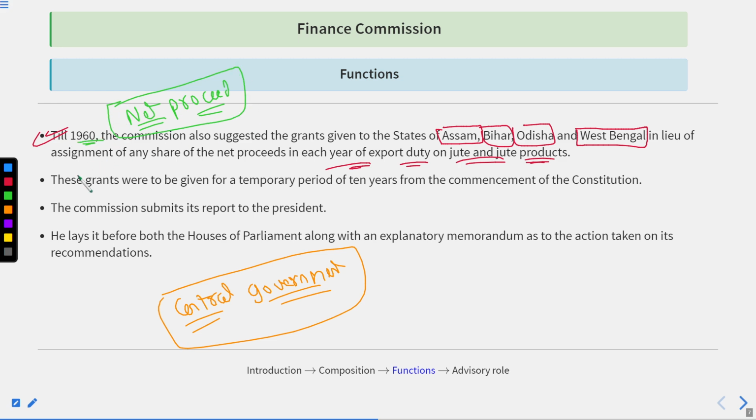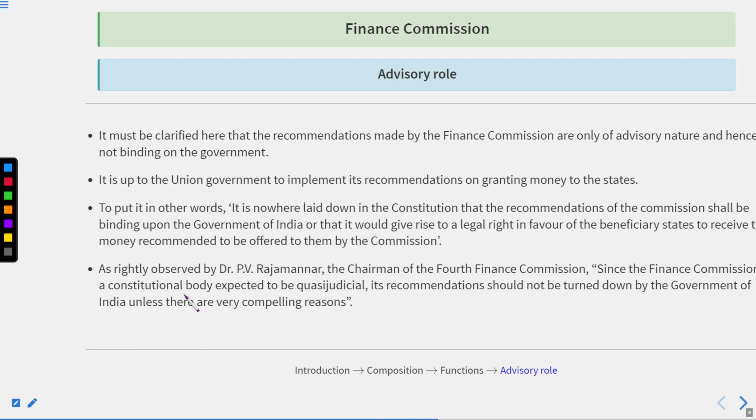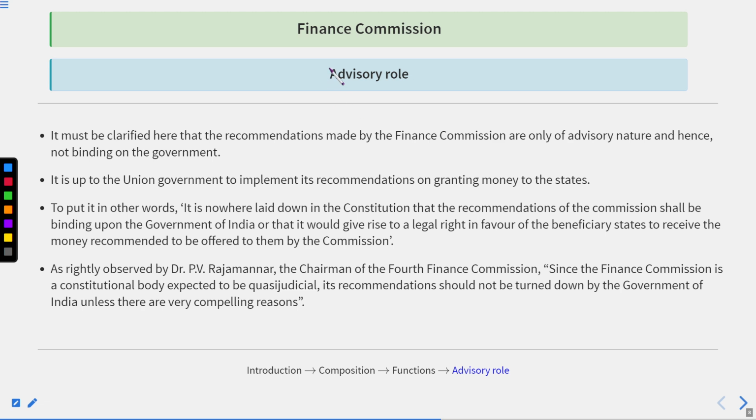So in 1960, the Finance Commission also made recommendations on this. Thereafter, the grants were to be given for a temporary period of 10 years from the commencement of the Constitution, but later it has continued. The Commission submits its report to the President of India, and then he lays the report before the House of Parliament with an explanatory memorandum as to the action taken on its recommendations, like what was in the report and what actions have been taken so far.